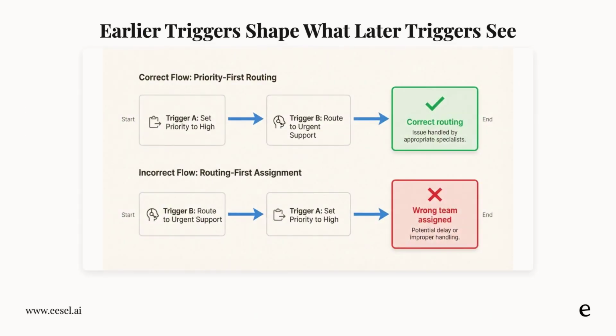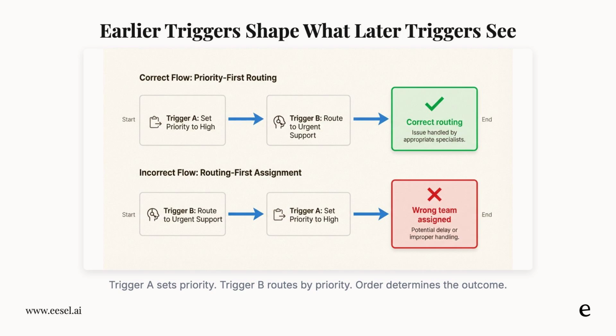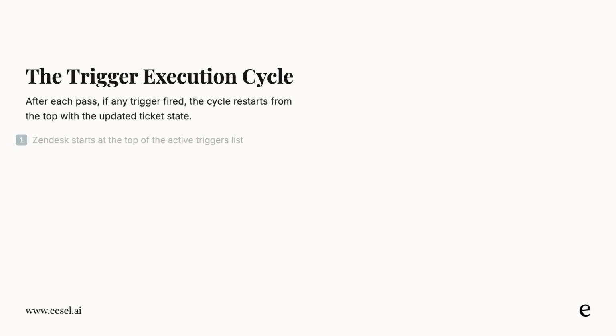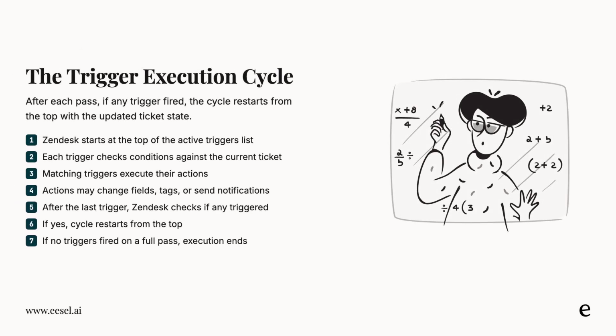Here's why order matters. Trigger A reads the subject line and sets priority to high. Trigger B routes tickets to the urgent support group when priority is high. If B runs before A, the priority is still the default when routing happens, and the ticket goes to the wrong team.